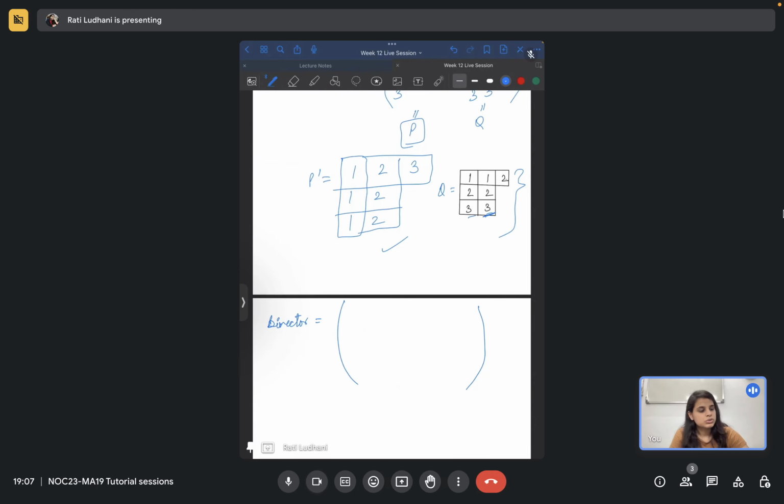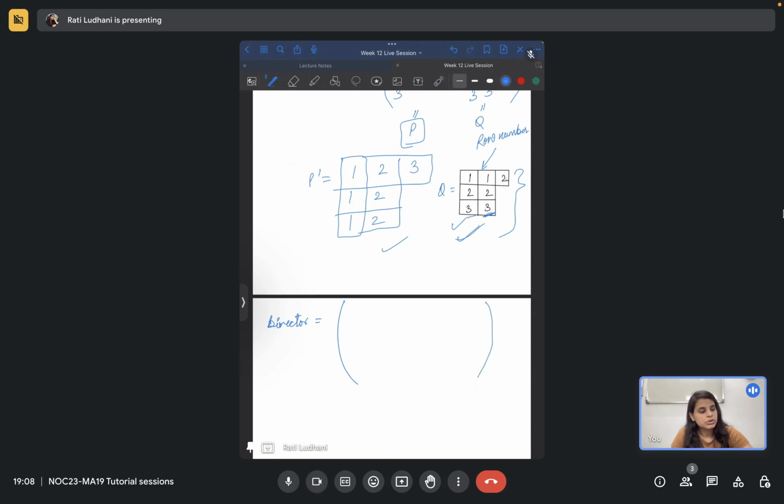In this Q, what is being recorded is the row number. The matrix whichever you get, you always write the bivector in weakly increasing order of row number. So the last one must be 3, because the matrix is 3 cross 3, so the last row number must be 3.